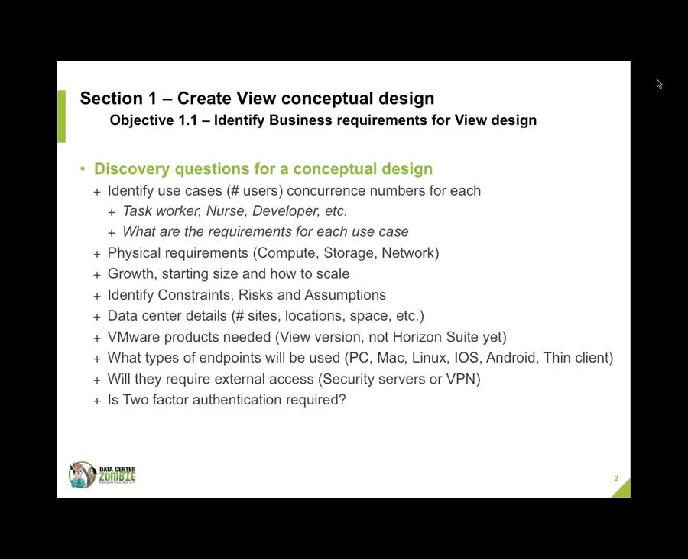So maybe we start with 500 and it's expected to reach 5,000 at some point, maybe in 3 years. That helps us understand how we will scale it. Maybe they're going to scale it every 6 months, adding 500 users or whatever their path is, because for me, that plays in on how we architect it.